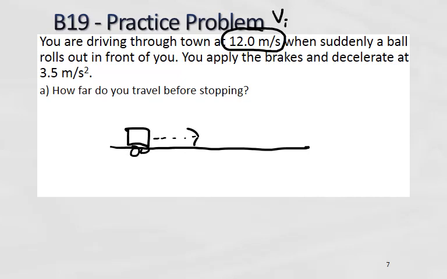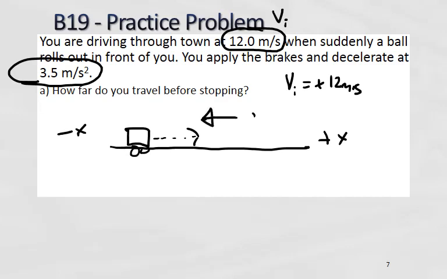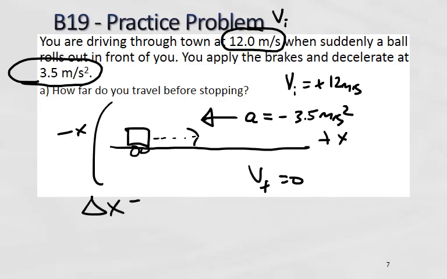So v initial is positive 12 meters per second. And we apply the brakes and decelerate at 3.5 meters per second squared. Now, if we set this up as the positive x, this is the negative x, acceleration is this way, therefore it is negative. So you're just going to have to set up a picture based on the situation. Quite often we'll have it in terms of speed or whatever, and then you just got to define the direction. We apply the brakes and come to a stop, so v final is 0, and we want to know how far we travel, which is delta x.